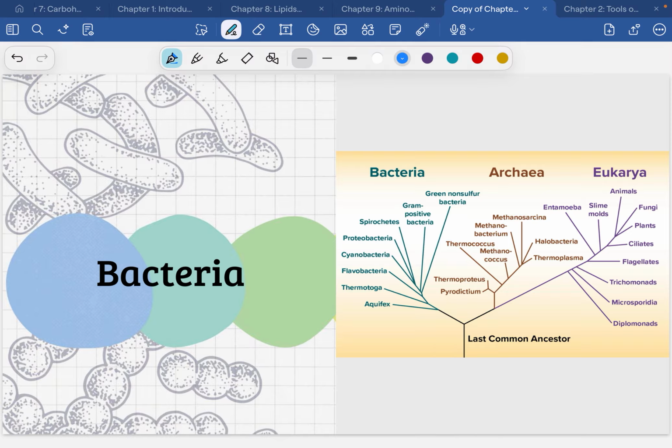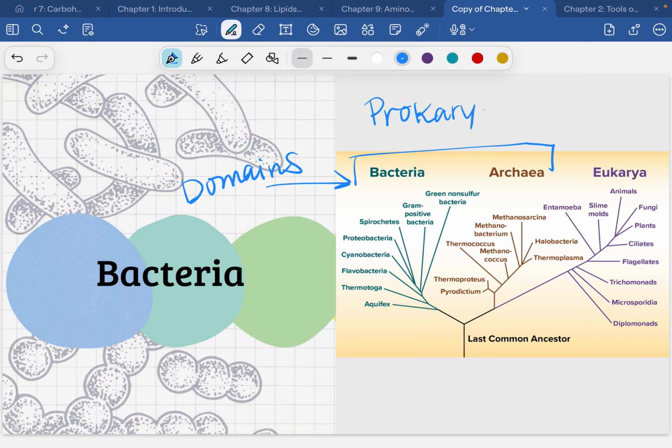And there's just another picture of the tree of life, just as a reminder. Remember that these 3 things are the domains: bacteria, archaea, and eukarya. Those are the domains, but bacteria and archaea are prokaryotes, and eukarya are eukaryotes.